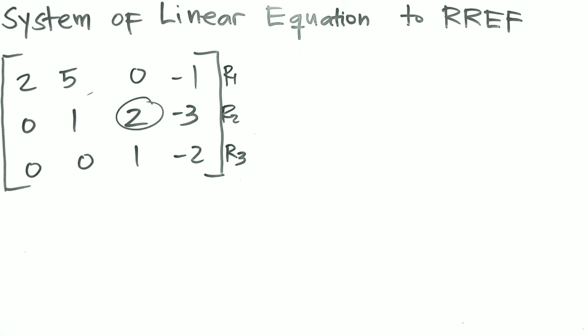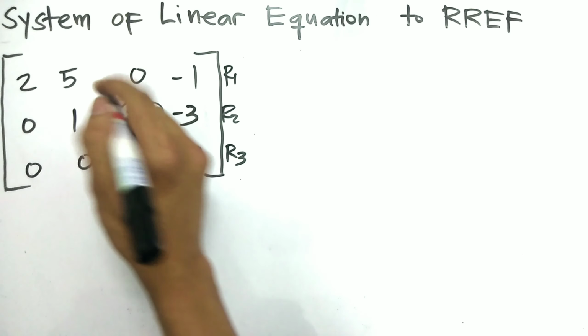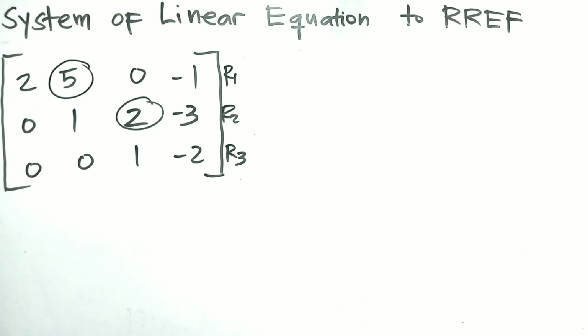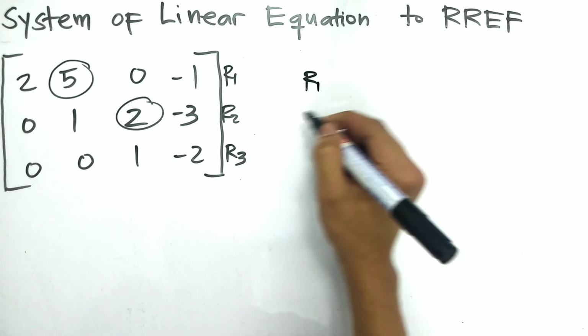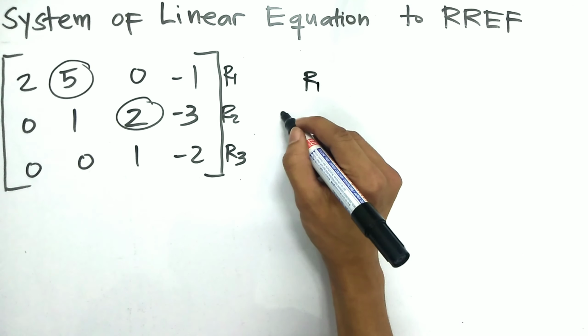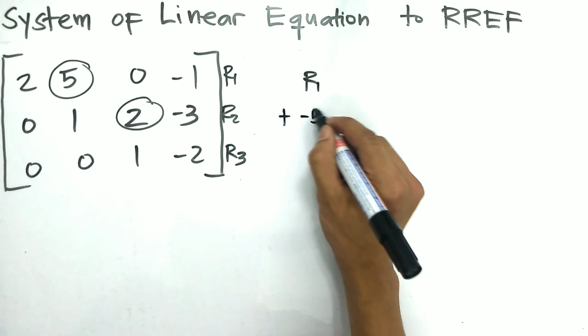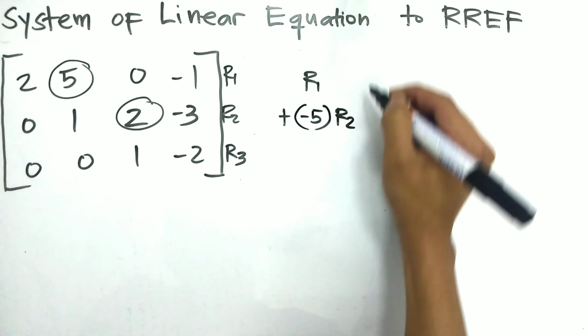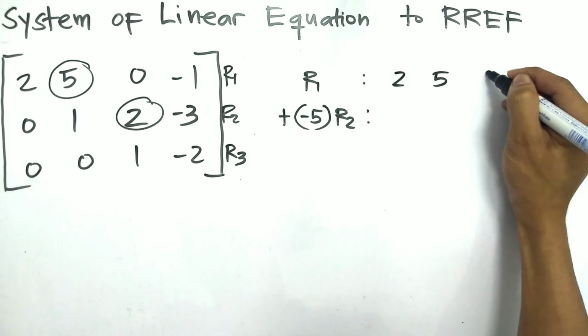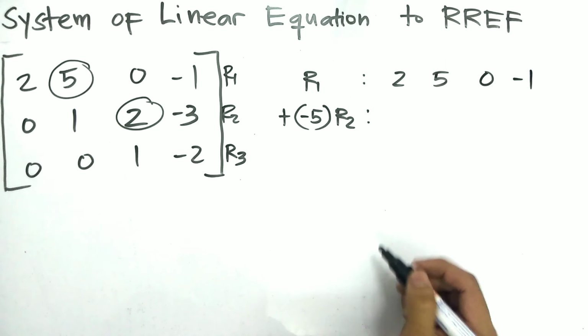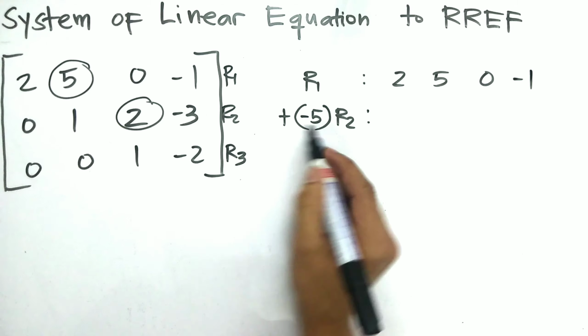Okay, let's continue. We still need to eliminate this number. Let's change it to 0. To do that, we will perform operations again between row 1 and row 2. So let's just copy row 1 and add the negative 5 of row 2. It would be 2, 5, 0, and negative 1. So multiply negative 5 to row 2.